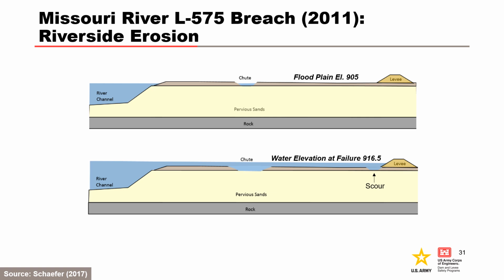The scour hole has reduced the seepage path length significantly since the entrance has moved from the river channel or chute to the scour hole at the riverside levee toe. The exit is the landside levee toe. Therefore, scour erosion can be an initiator for backward erosion piping.